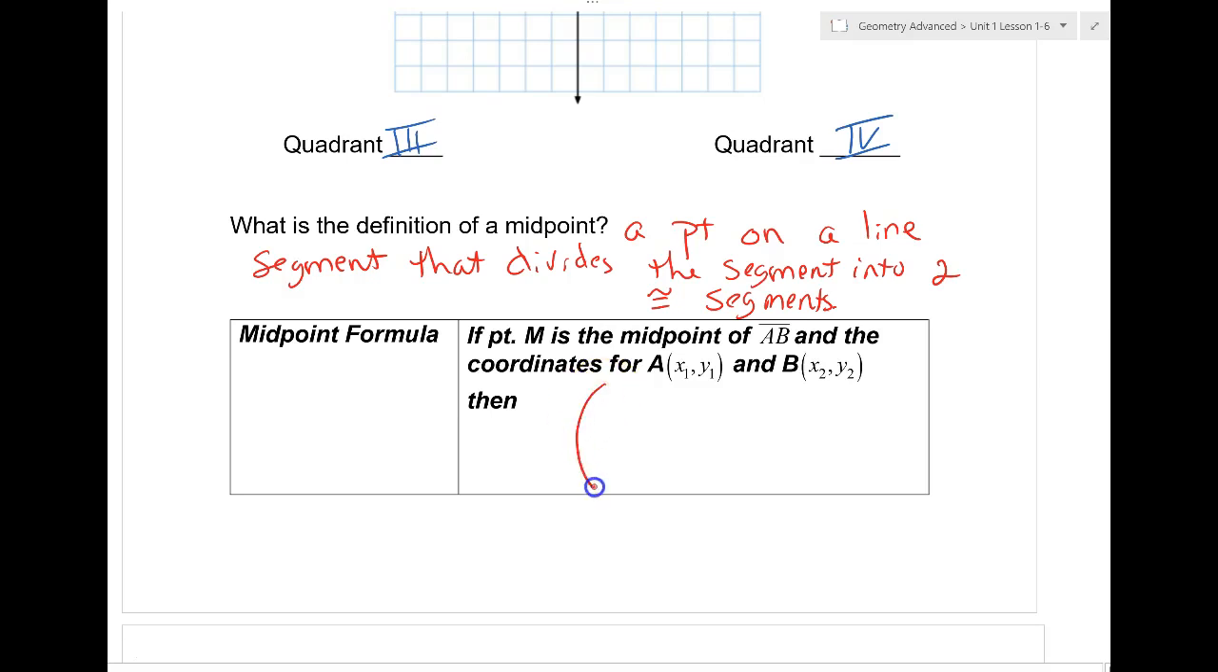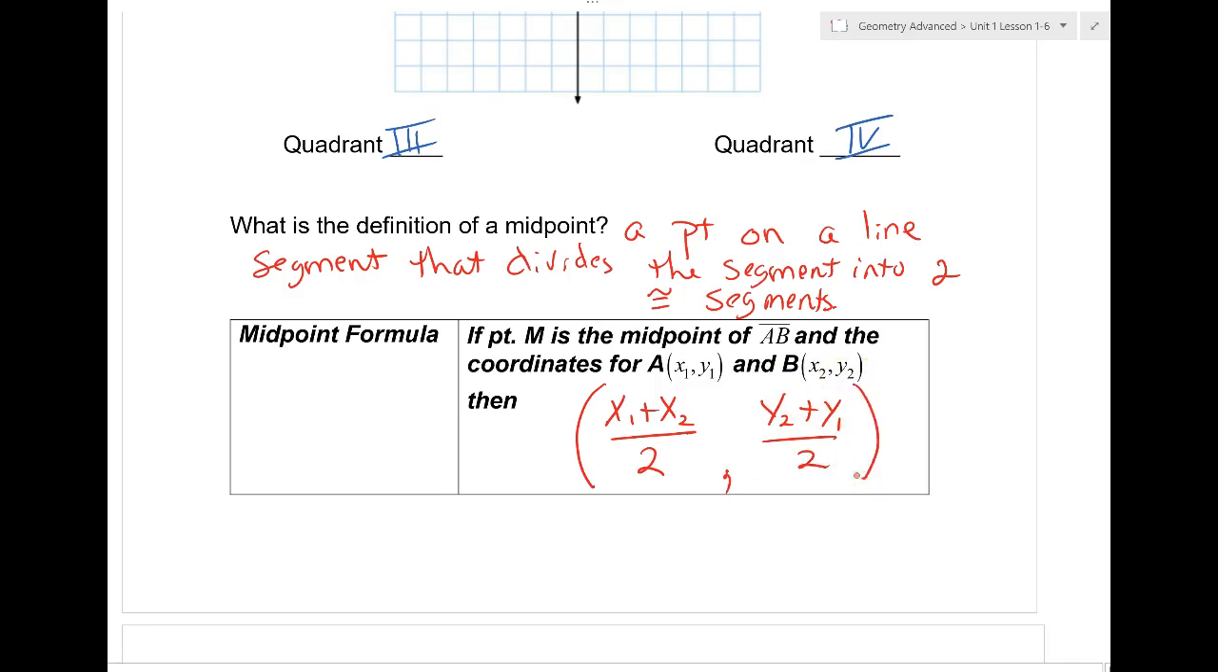The formula is very simple. It is the average of the x's. Averages, do you add or subtract? Add. So it's x1 plus x2 over 2, comma. And it's the average of the y's. So I get y2 plus y1 over 2, comma.